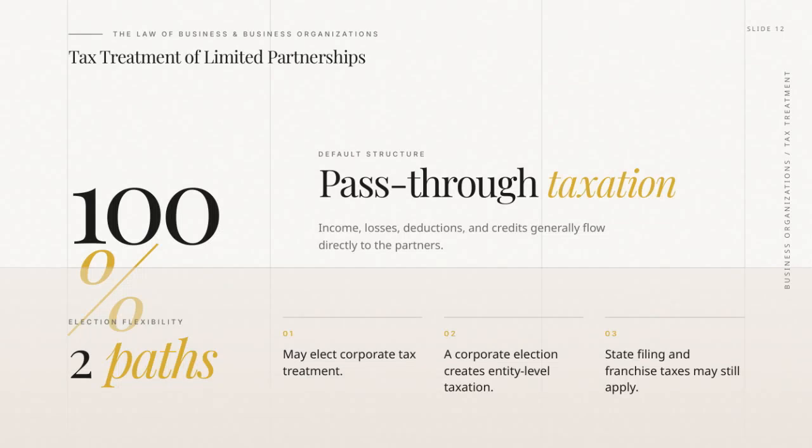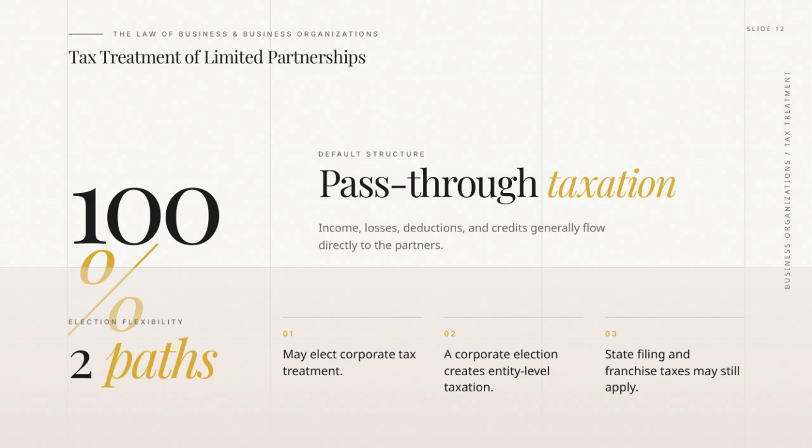Now let's talk about the tax treatment of limited partnerships. One of the key features here is pass-through taxation. This means that income, losses, deductions, and credits generally flow directly to the partners rather than being taxed at the partnership level. This is important because it helps avoid double taxation. However, there is election flexibility. Limited partnerships have two possible tax treatment paths.